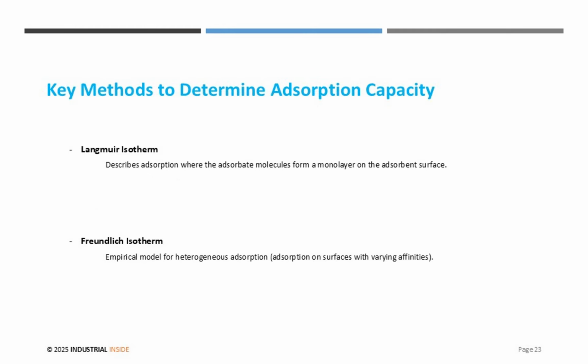To determine adsorption capacity, two key models are used. The Langmuir isotherm assumes a monolayer of adsorbate on a uniform surface. The Freundlich isotherm is an empirical model for adsorption on heterogeneous surfaces with varied affinities.